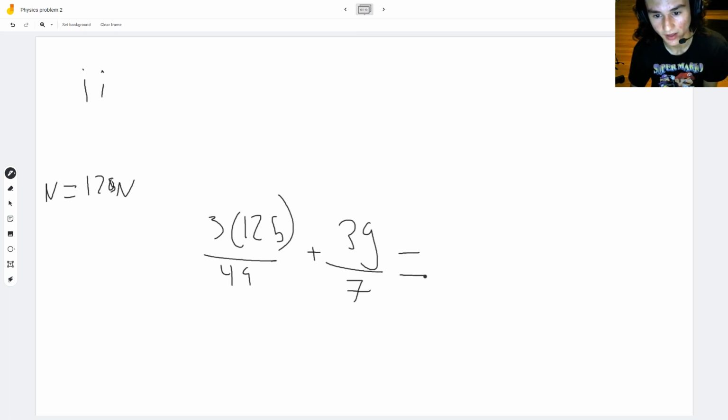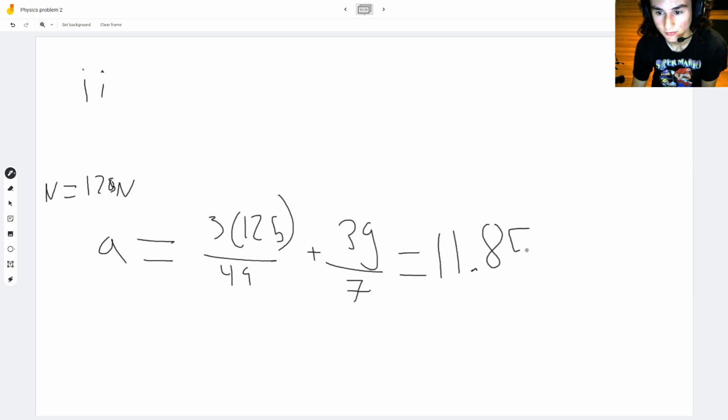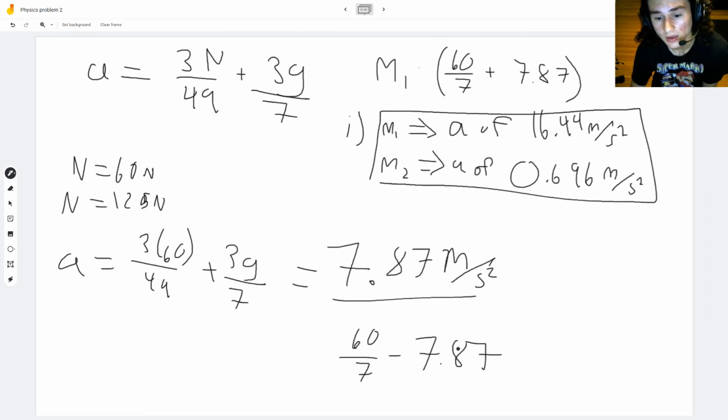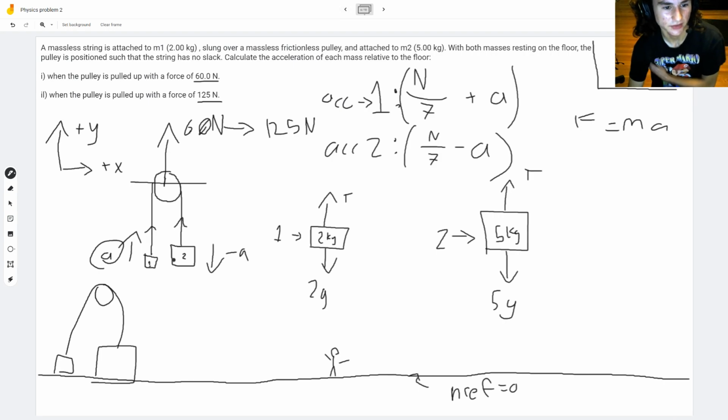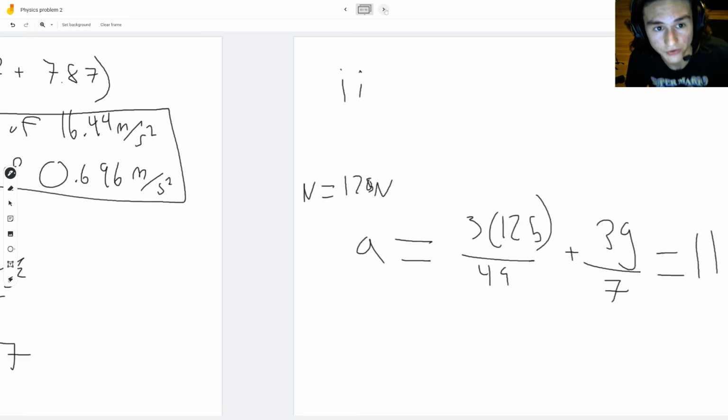And this gives us a value of acceleration for when it's being pulled up by 125 newtons of 11.85 meters per second squared. Meters per second squared, just making sure. And again, this is only the acceleration from the reference of the pulley. So this is just this A and that A. We want the full A, which is just putting the acceleration of the entire system, which is n over 7. In this case, 125 over 7.